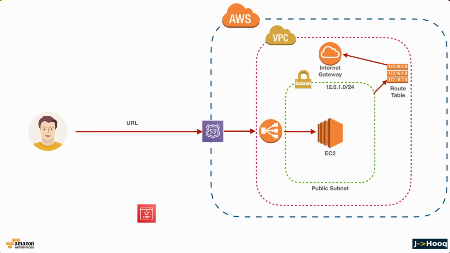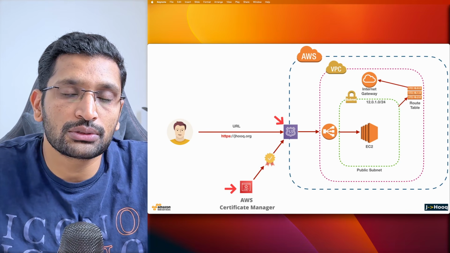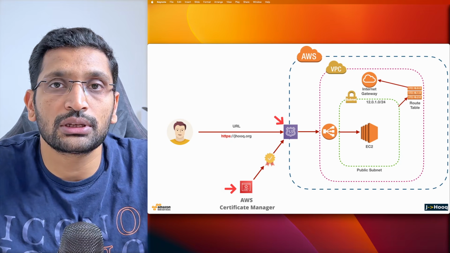But to secure that URL, we are going to use the AWS Certificate Manager, which is going to issue the certificate to us, and we are going to use those certificate records inside our AWS Route 53. And once we have imported those records inside our Route 53, then we are going to use the same URL, but this time we are going to use the HTTPS.